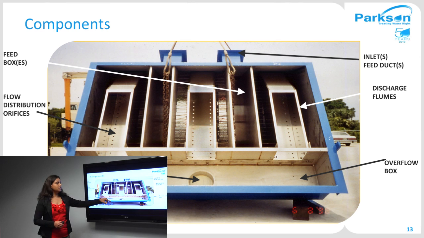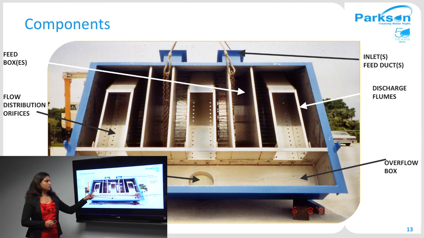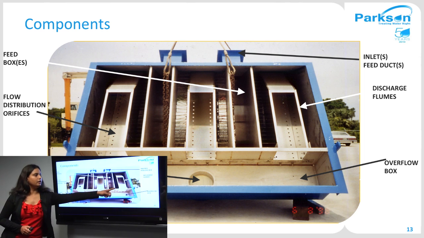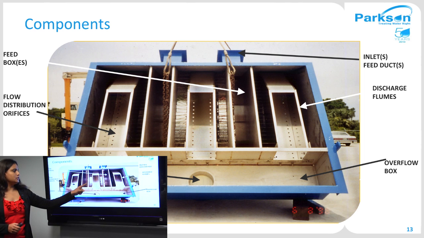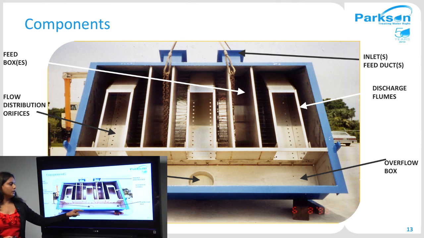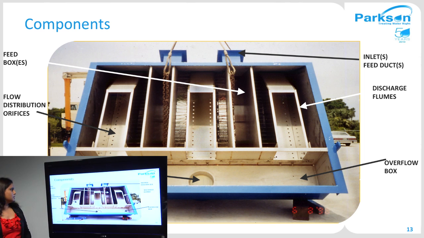These are the feed ducts. The submerged orifice holes that we talked about are right here. This is the feed box, and this is the overflow box, and that's the outlet.